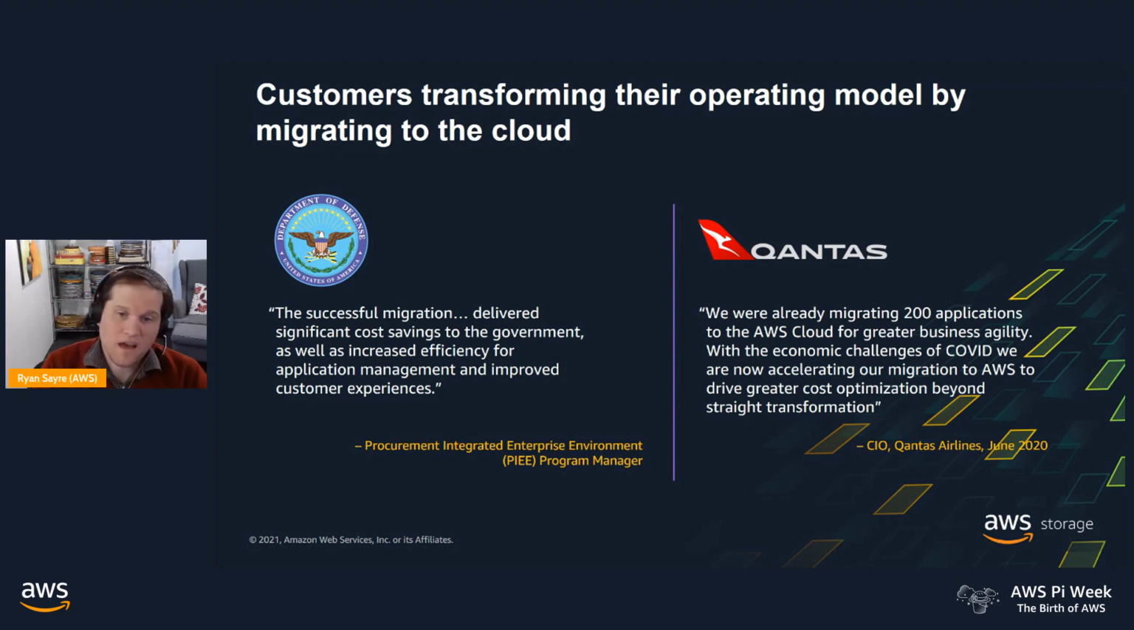With Qantas, a major Australian airline, they're now 60% migrated to AWS and have migrated over 200 applications to AWS. Airlines, as you know, have been particularly hit by the COVID-19 lockdown, and their CIO had decided to lean into the cloud even more in the circumstances and seek greater cost savings by accelerating the move of more applications onto AWS and shutting down their on-premise systems.